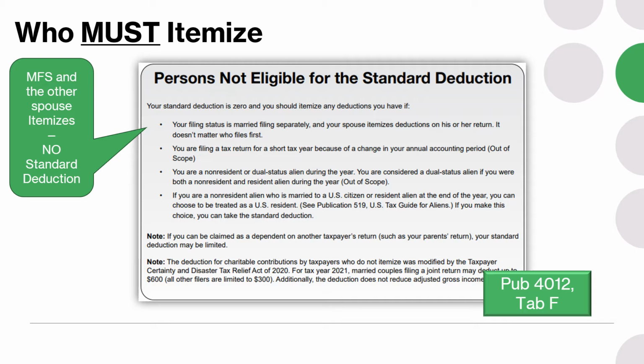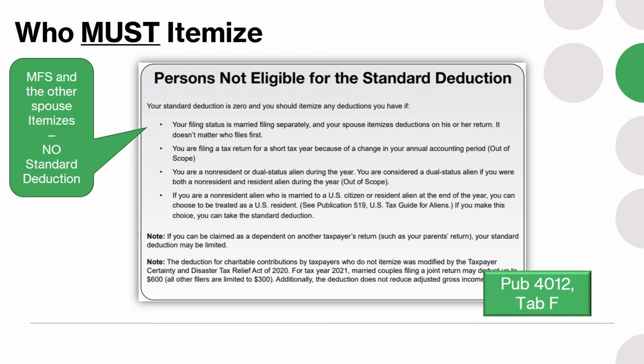So there are a few taxpayers that are required to itemize, and that includes most applicably for our clientele, people who are married filing separate and the other spouse chooses to itemize. Then our taxpayer would be required to either itemize or take a zero standard deduction. There are a few other people that are required to itemize.